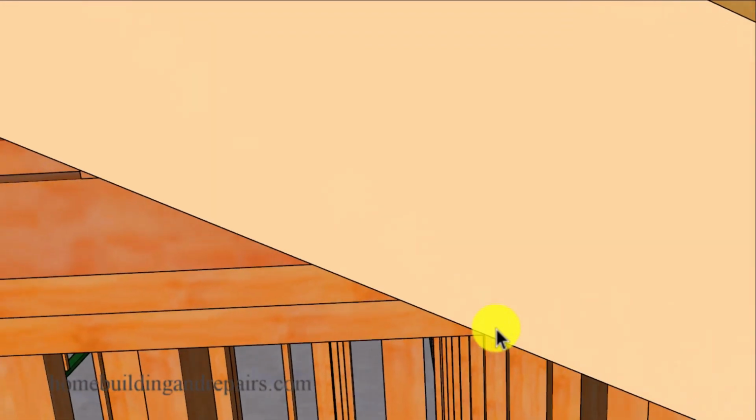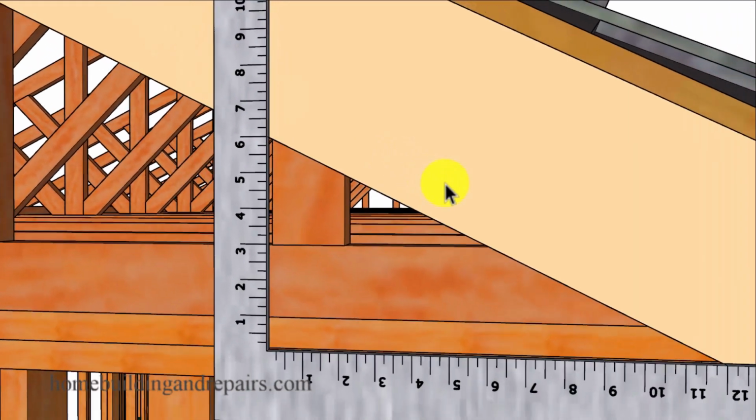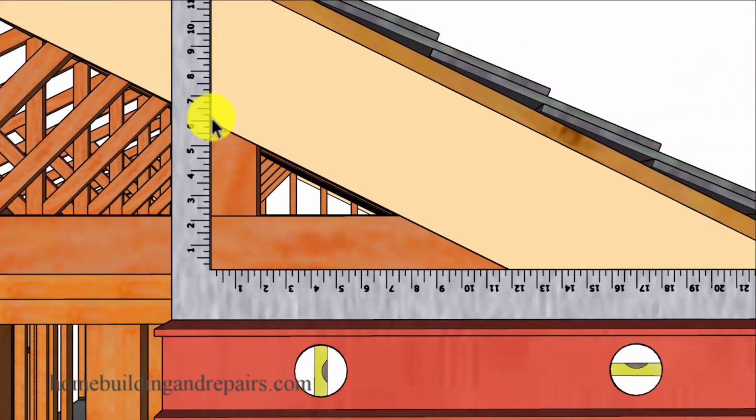Now, once you have that lined up, you can simply go up to this side of the framing square and see where the bottom of the fascia board lines up. And in our case right here, it lines up with the number 6, providing us with a 6-inch rise in vertical height for every 12 inches of horizontal length, creating a 6 and 12 roof pitch ratio.